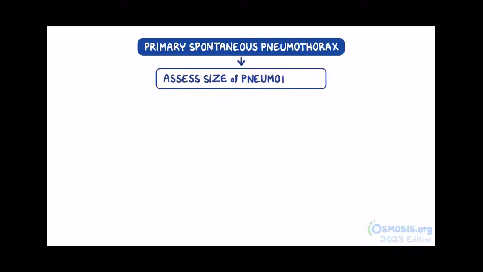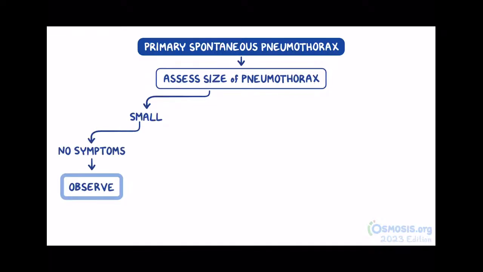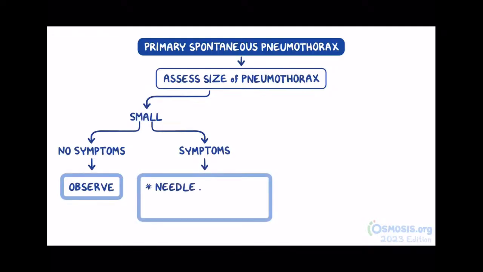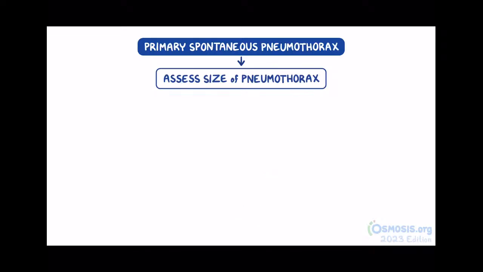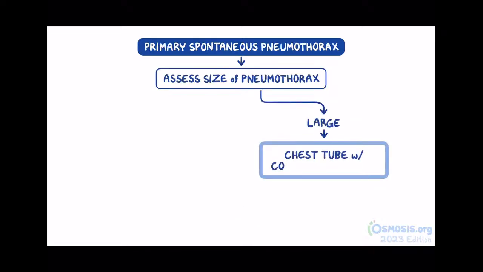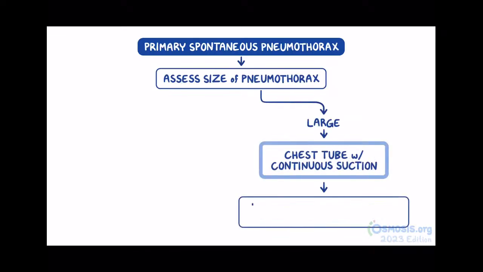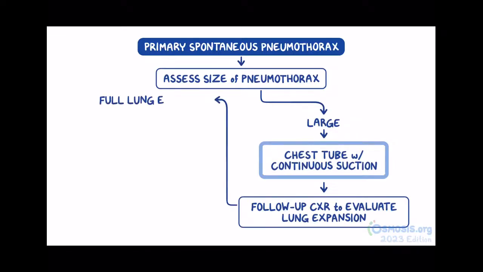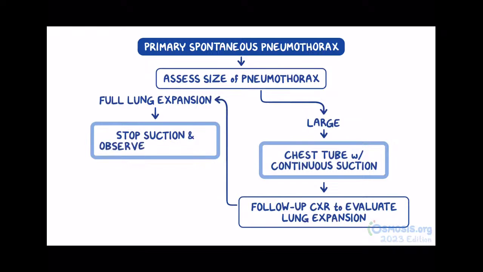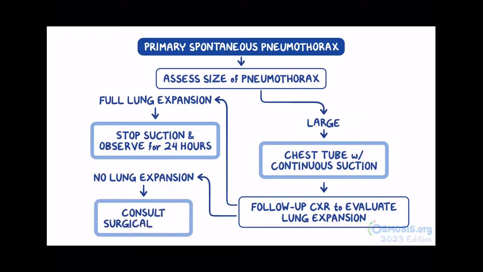The initial step in the management of primary spontaneous pneumothorax is to determine the pneumothorax size. If it's small, observe the patient as long as no symptoms are present. However, if symptoms are present, treat the pneumothorax either with simple needle aspiration or the placement of a chest tube. On the other hand, if the pneumothorax is large, place a chest tube with continuous suction. Next, order a follow-up chest X-ray to evaluate lung expansion. If the X-ray reveals full lung expansion, stop suction and observe the patient for 24 hours. But if there's no lung expansion, consult the surgical team.